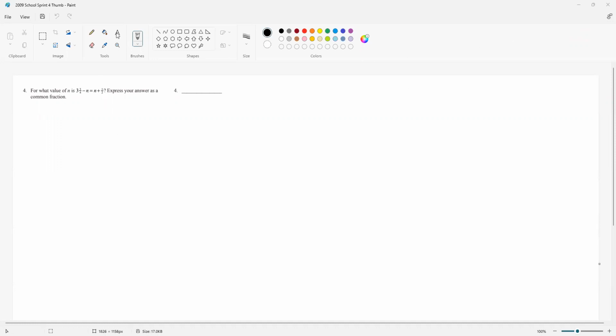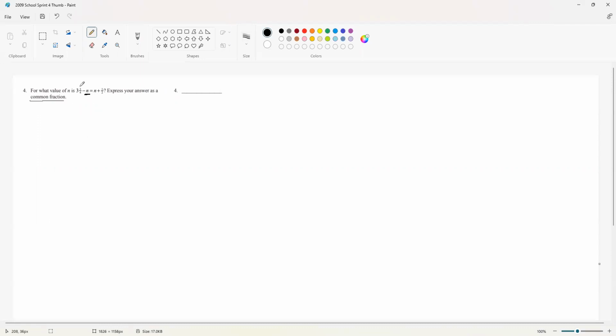So, as you can see, here's our question above. For what value of n is 3 and 3/4 minus n equal to n plus 1/2? And we want to express our answer as a common fraction. So, this question should just be some simple equation. We're simply just solving for n here.